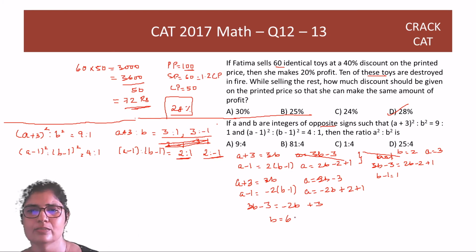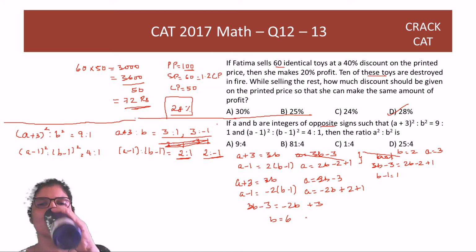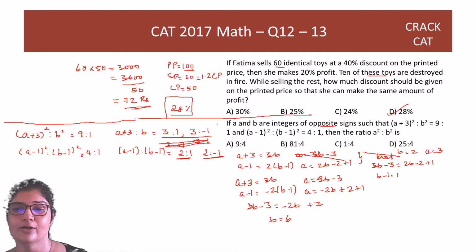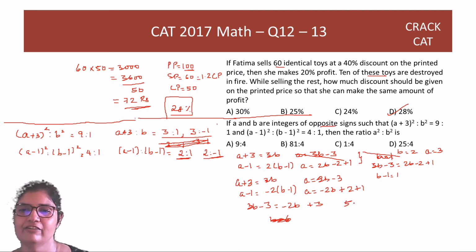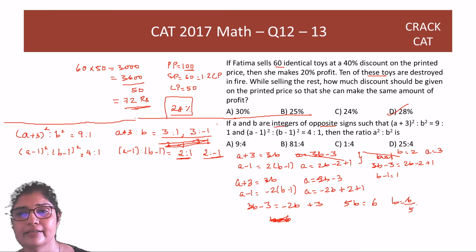If B is equal to 6, what is the value of A? A will again be same sign. B is not 6. Here you get 5B is equal to 6. So B is equal to 6 by 5. Good, we spotted this at the right time. Yeah. So B is equal to 6 by 5, but we know that A and B are integers. So ये भी option possible नहीं है. Which means we can now eliminate this one.